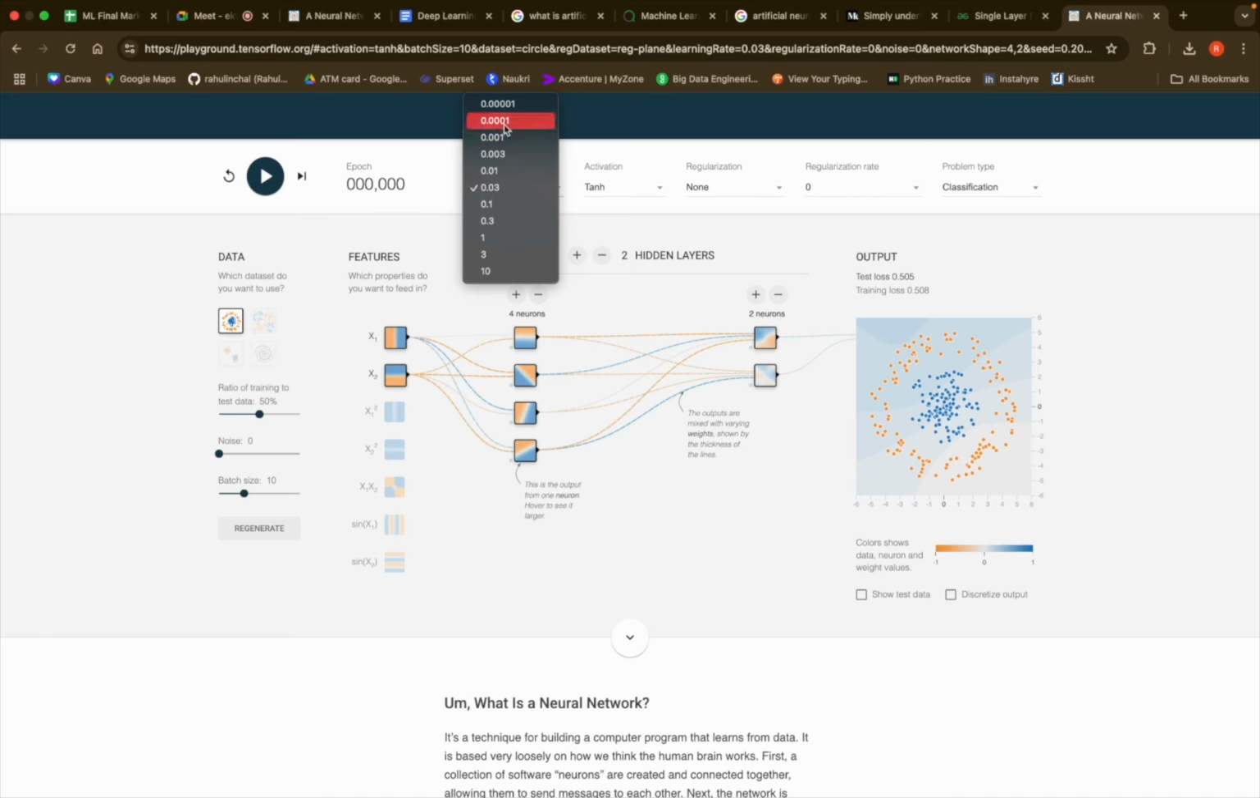Now I have many values here, very low and very high also. I have kept it somewhere in between; actually I have not changed it, it is the default. Next is the activation function, called tanh. I've told you about activation functions: ReLU, sigmoid, linear, tanh and all.